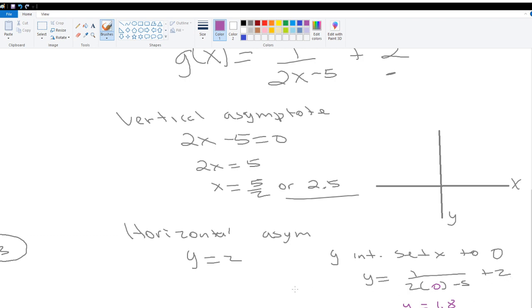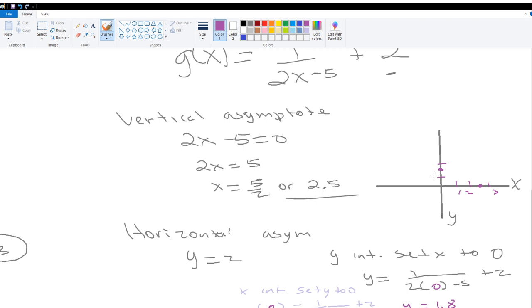Now let's do the same thing for the x-intercept. To find the x-intercept, we set y to 0. So 0 is equal to 1 over 2x minus 5, plus 2, and we solve for x. If you move the 2 over to the left and multiply everything by 2x minus 5, x is about 2.25. Okay, so we have the key features: x equals 2.5 for the asymptote, an x-intercept at 2.25, and y equals 1.8.